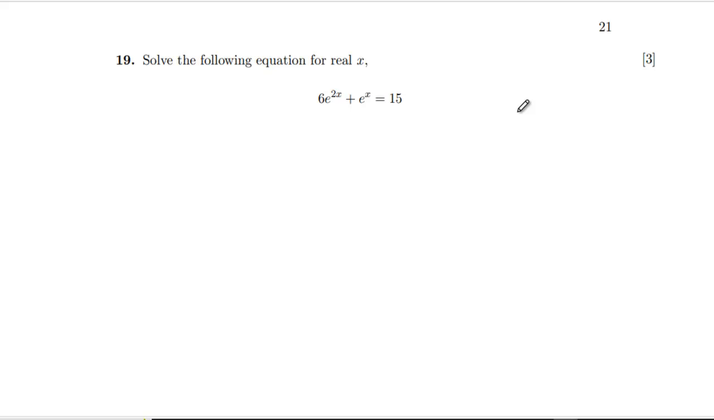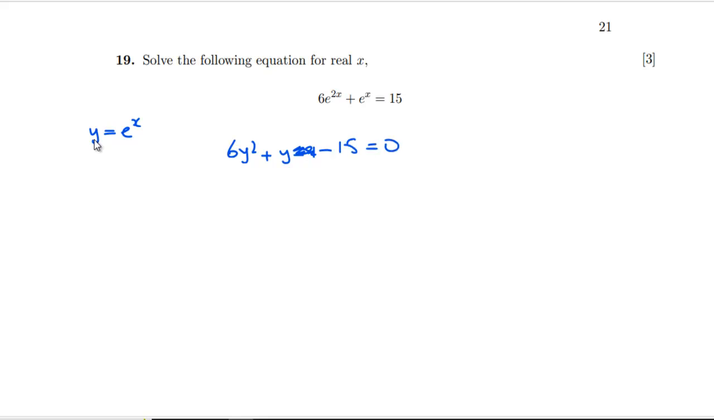Right, carrying on with the 2023 Oxford PAT, we got to question 19. Solve the following equation for real x. So let's just do a little substitution then and say, y is equal to e to the x. So we've got 6y squared plus y equals 15. Well, let's just write it as minus 15 equals 0.